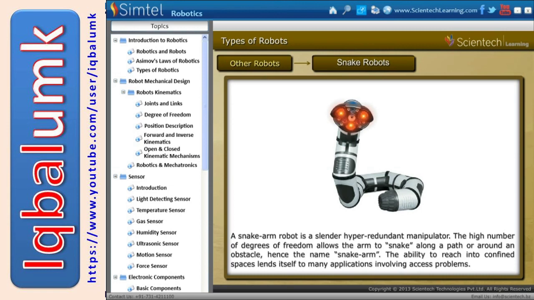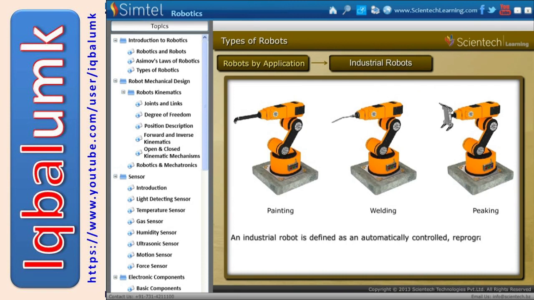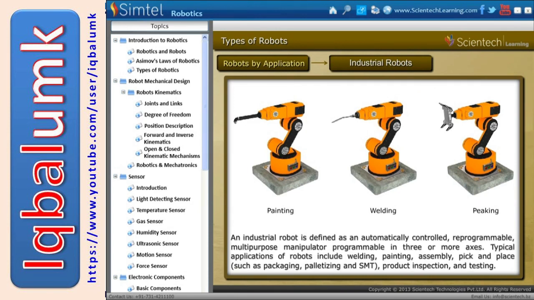Now, we move to see the classification of robots based on their application. First is industrial robots. An industrial robot is defined as an automatically controlled, reprogrammable, multi-purpose manipulator, programmable in 3 or more axes. Typical applications of robots include welding, painting, assembly, pick and place, product inspection, and testing.